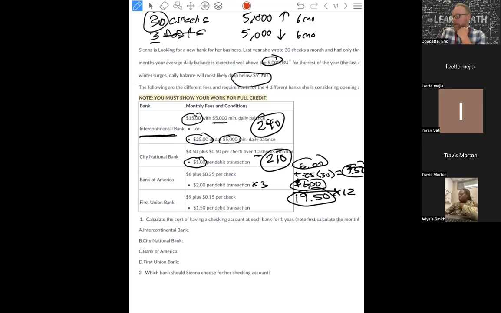So $19.50 a month times 12 equals. So she's going to be paying $234 a year for that account.